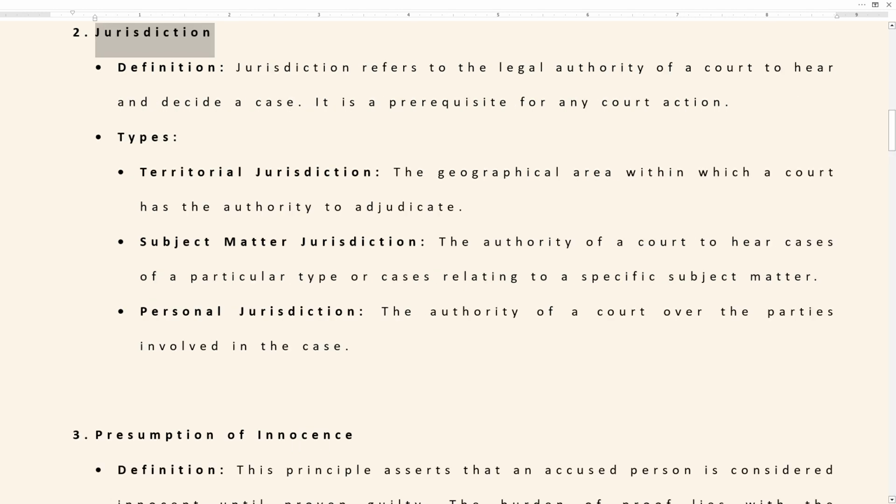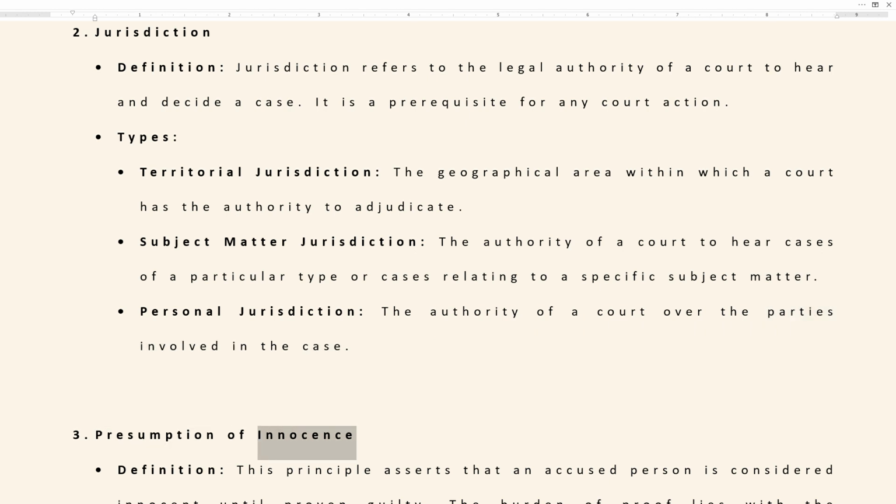Jurisdiction. Definition: jurisdiction refers to the legal authority of a court to hear and decide a case. It is a prerequisite for any court action. Types. Territorial jurisdiction, the geographical area within which a court has the authority to adjudicate. Subject matter jurisdiction, the authority of a court to hear cases of a particular type or cases relating to a specific subject matter. Personal jurisdiction, the authority of a court over the parties involved in the case.